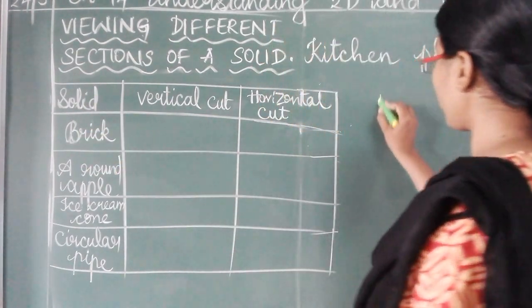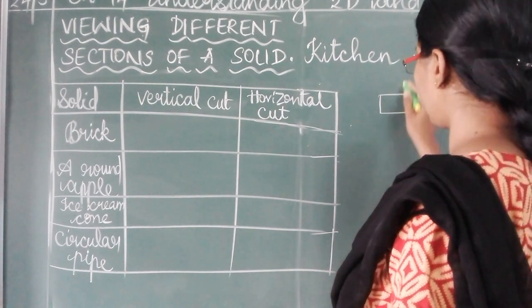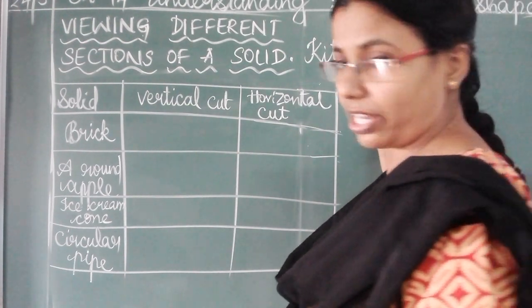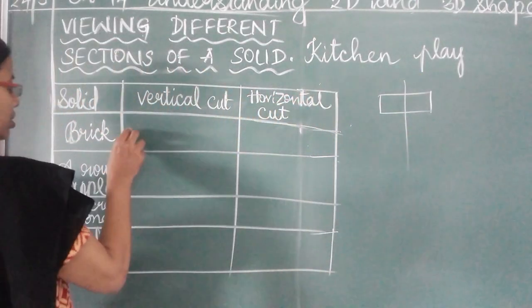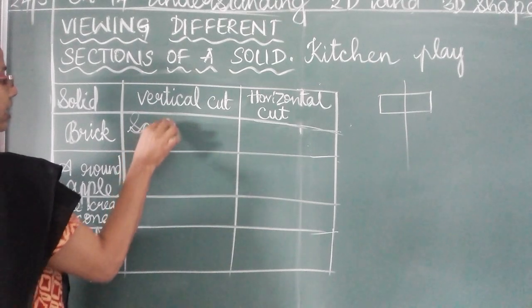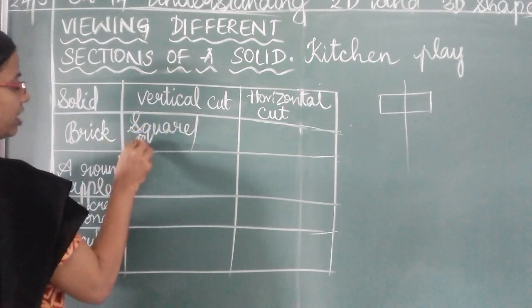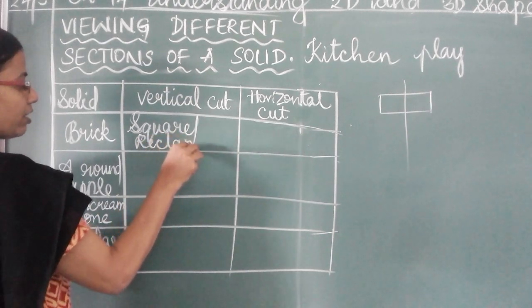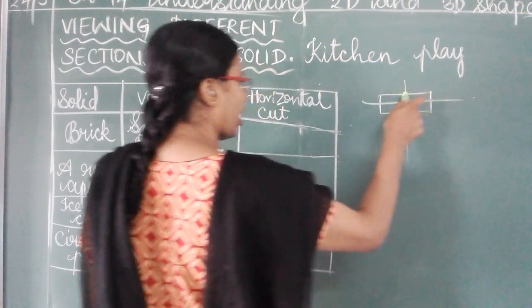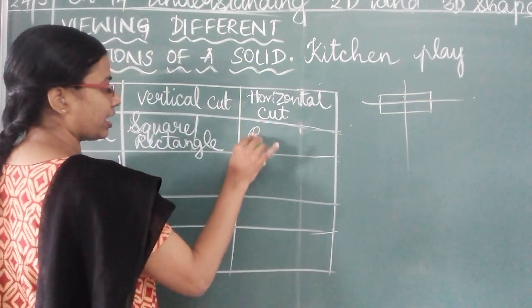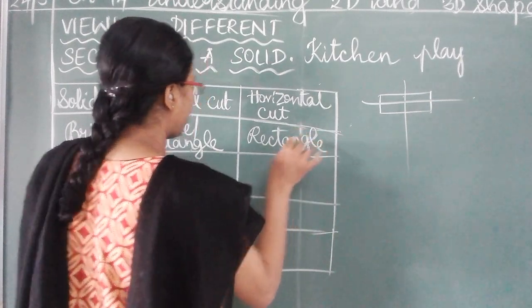When you have a brick, mostly it is of rectangular length. According to the length, if you cut it vertically, it can form a square or rectangle. It depends on the length of the brick. Whereas when you give it a horizontal cut, you know that a rectangle only is formed.